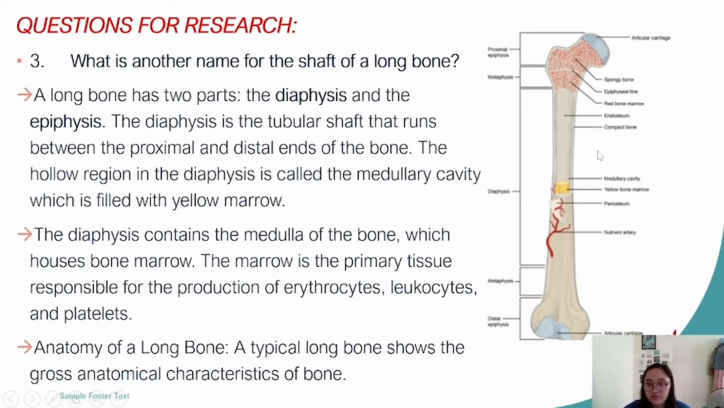Medyo blurred yung image pero ito siya. Yan. Ito yung diaphysis. Makita niyo dyan. Ito. Pasensya na kung medyo blurred po yung picture.